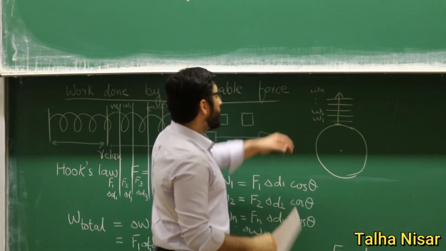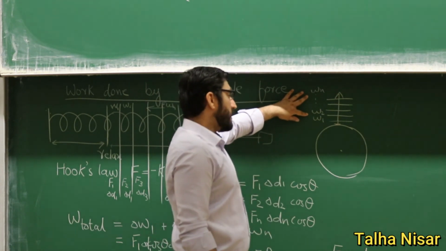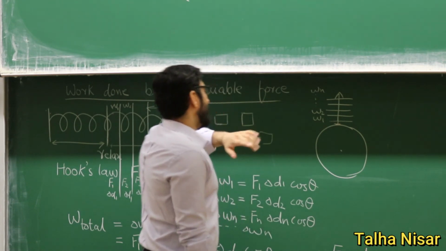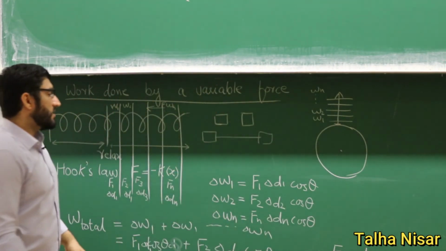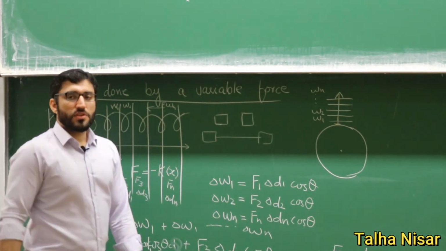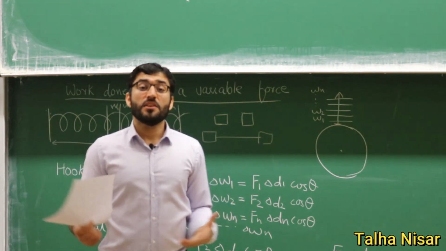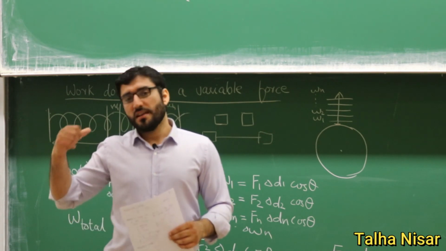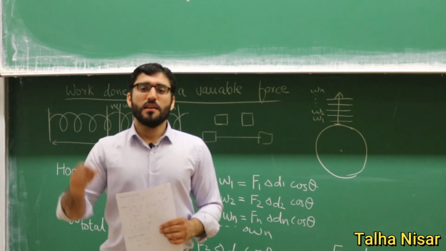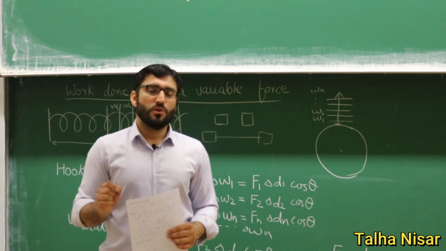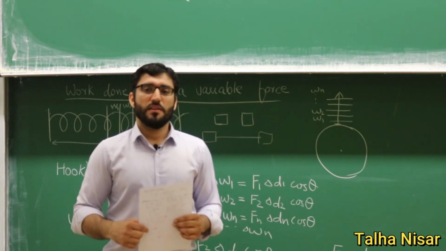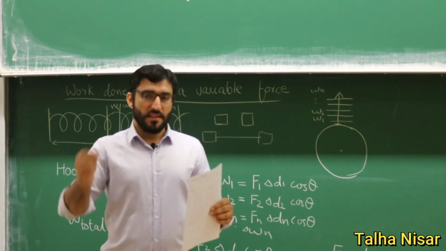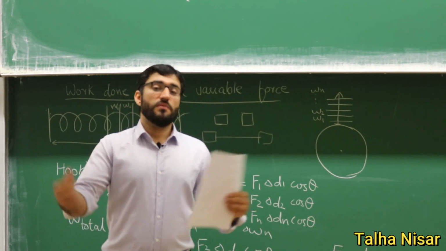In this way, we will calculate the work done by the gravitational force, and we can do the same thing for the electric force, and for any force that is variable, that is changing with time. So this is how we calculate the work done by the variable force. If it's not constant, we don't have any problem. We just calculate the work done by the individual small parts, and then we add all of them.